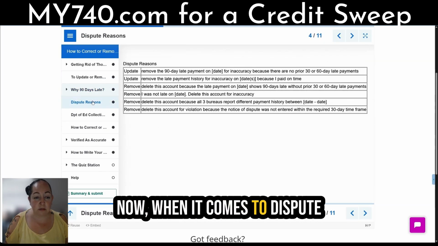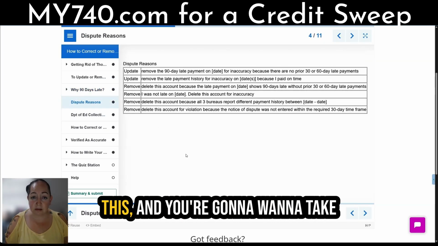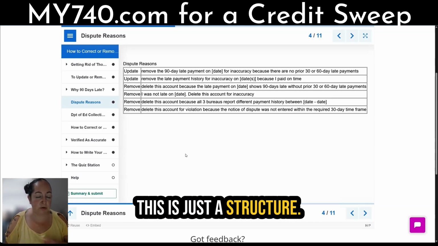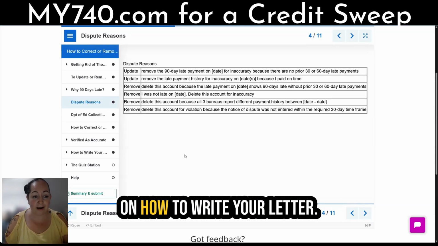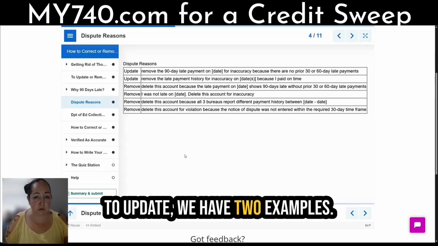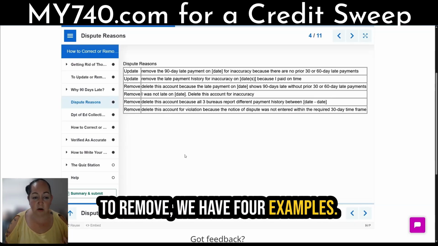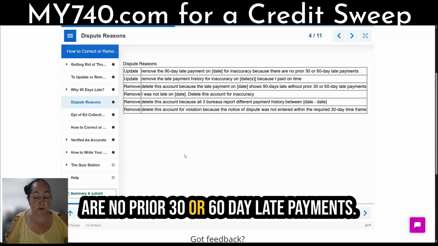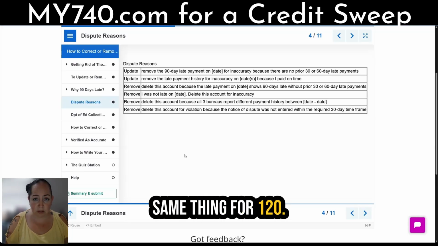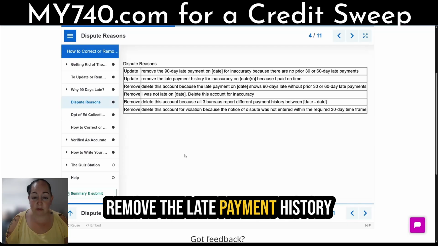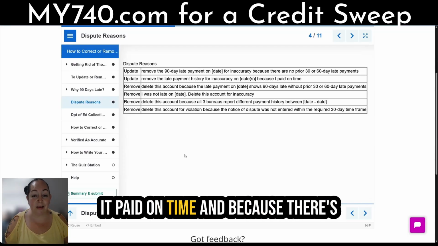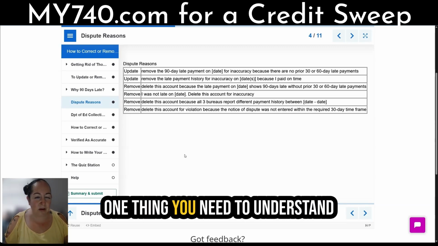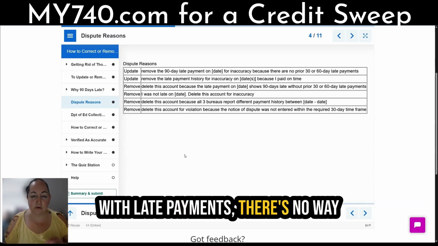Now, when it comes to dispute reasons, there's a couple of different ways that you can write this, and you're going to want to take that premise and put it into these. This is just a structure. It's just to get your brain flowing on how to write your letter. To update, we have 2 examples, and to remove, we have 4 examples. Remove the 90-day late payment on date for inaccuracy because there are no prior 30 or 60-day late payments. Same thing for 120, change the language here. Remove the late payment history for inaccuracy on dates because I paid on time and because there's no prior 30 or 60-day late payments.